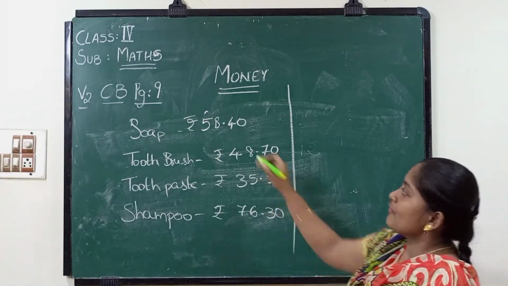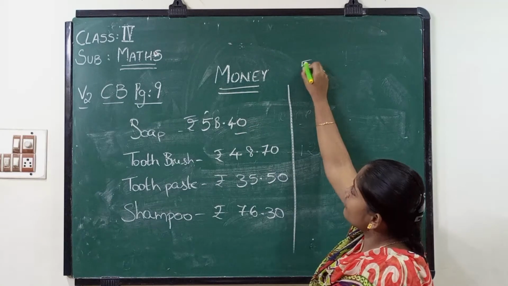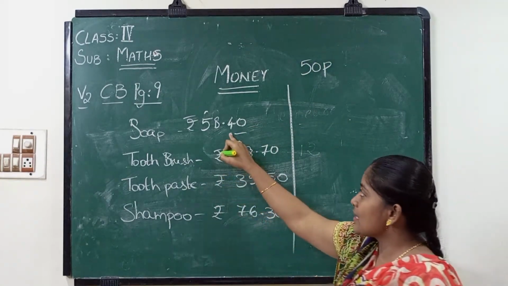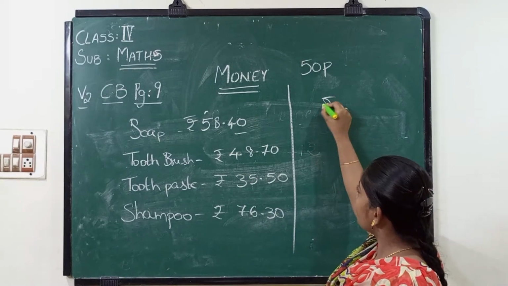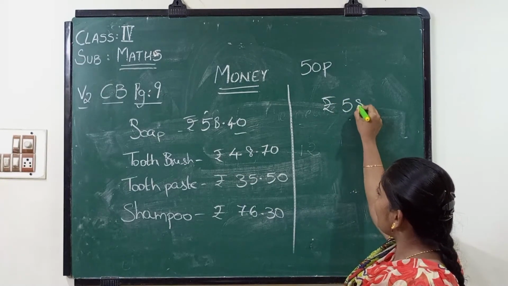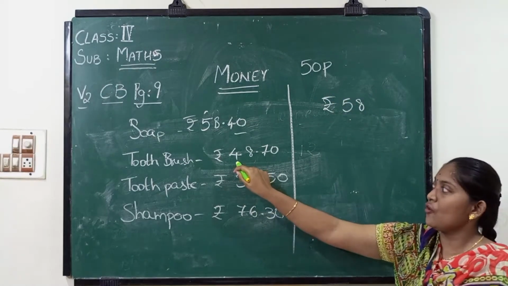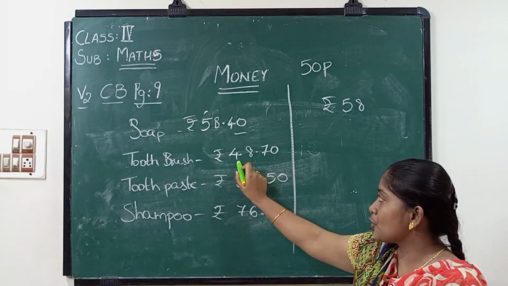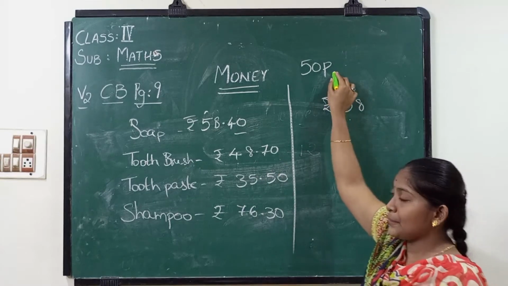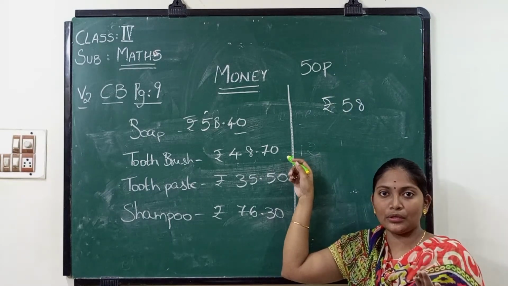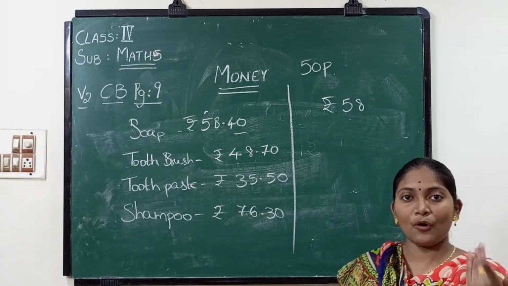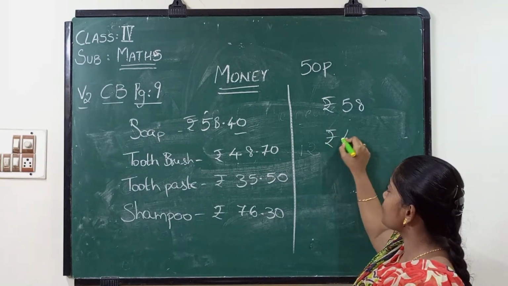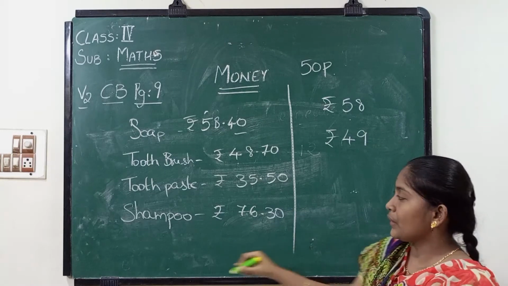Nearest rupee. 40 pies, it is below 50 pies, so he counted it as 58 rupees. Here see 48 rupees 70 pies. 70 pies is above 50 pies, so he counted it as above 1 rupee. So it is 49 rupees.